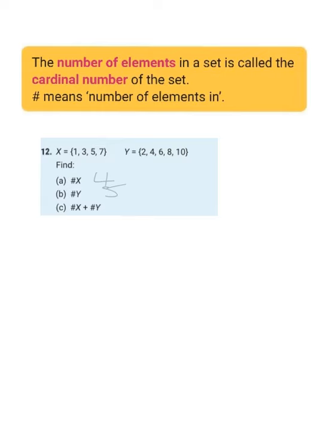And then the next one that they want here is the cardinal number of X plus the cardinal number of Y, which simply is 4 plus 5 to give me 9. Okay, so when you see the hashtag, it means the cardinal number, and the cardinal number means how many elements are in the set.